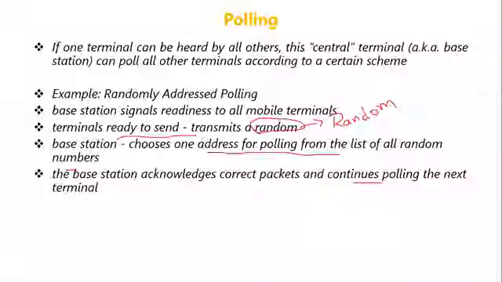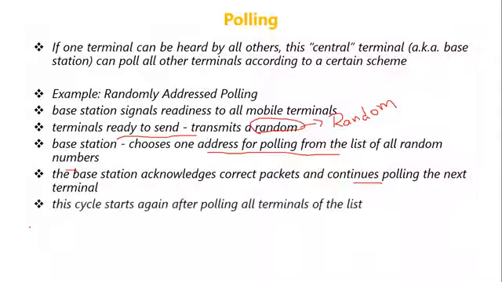So this is the working principle of polling. Initially, the base station will signal that it is ready for communication. Once it is ready, the terminal should send a random number. That is, it should send a unique random number which will identify that particular terminal. If more than one terminal generates the same random number, it will create a collision.